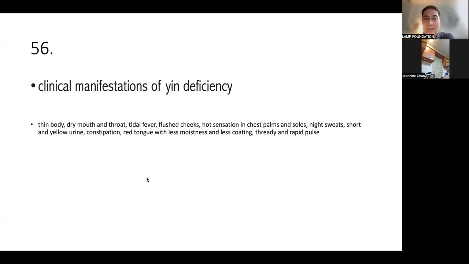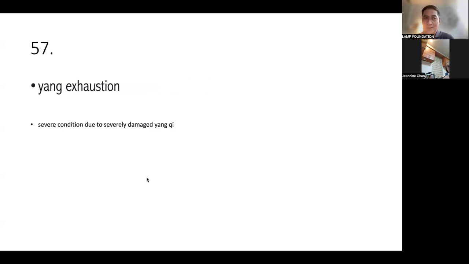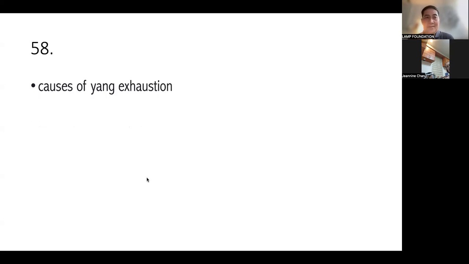What is yang exhaustion? Naubos na yung yang. Severe condition due to yang qi severely damaged. Very good. What are the causes of yang exhaustion? Progression through yang qi deficiency, excess yin, cold pathogen damages yang qi of the body. Very good. Clinical manifestations of yang exhaustion.